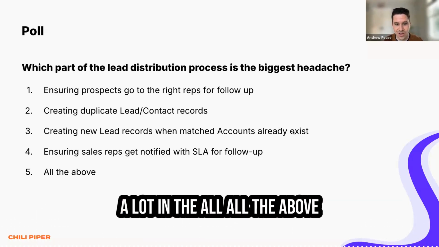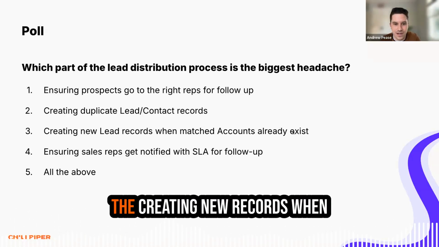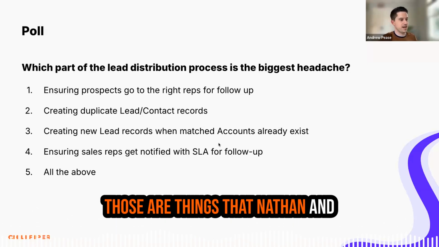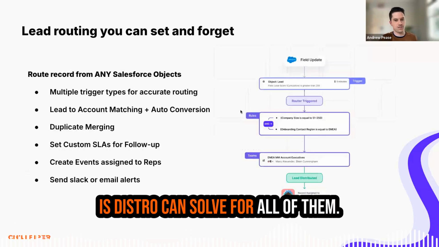And we have a lot in the all of the above category, which is understandable. Creating new records when matched accounts already exist is another front runner. Those are things that Nathan and I are really excited to touch on here today because the good news is Distro can solve for all of them.